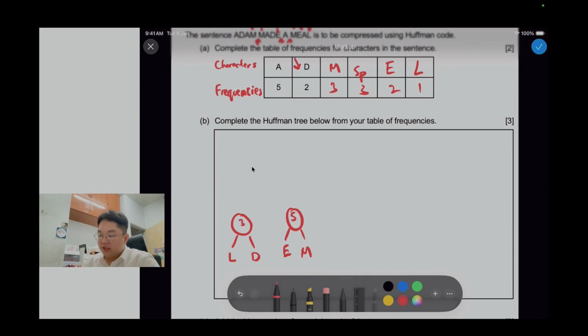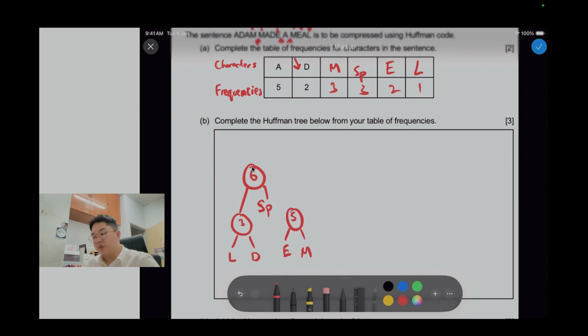Now, since this node right over here on the left is lower than 5, I'm going to create another node here, and I'm going to just put the space SP right over here, and then combine them in a node. So this node will combine space, and then they will make a value of 6 for the node there, and that will be a node for SP when combined.